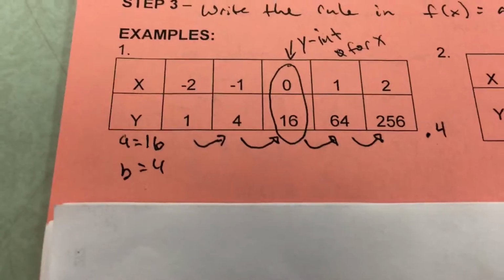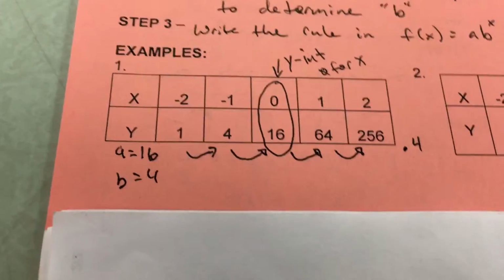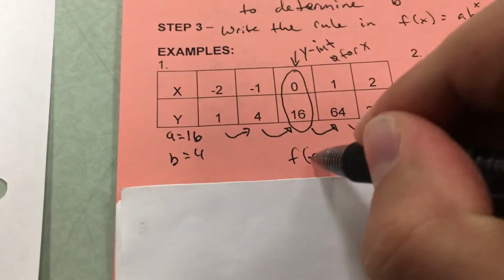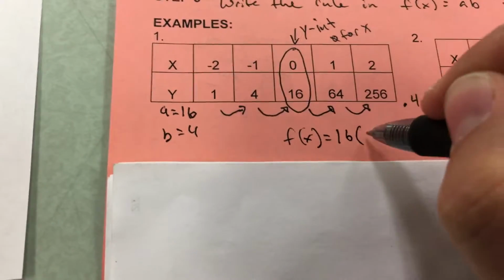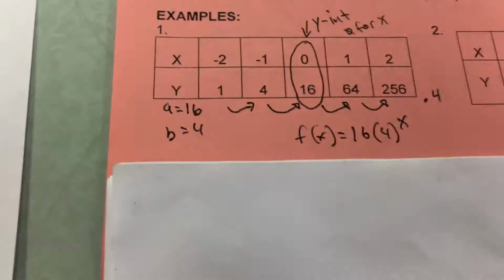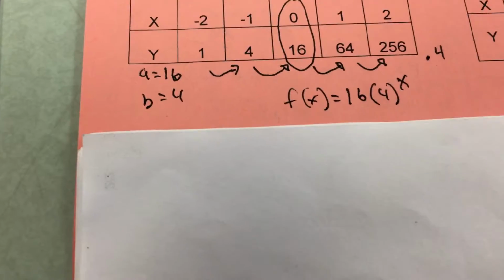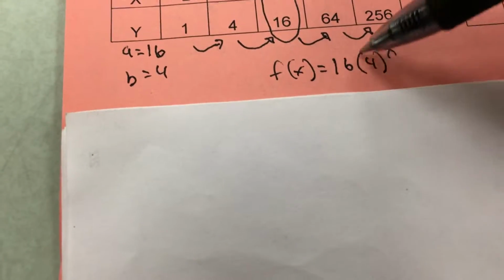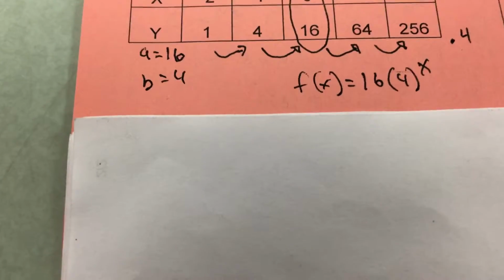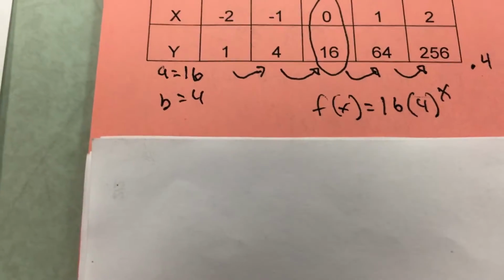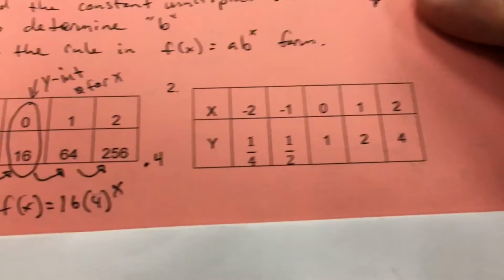Okay? So then we now write our rule. We're going to go f of x equals ab to the x. So I have f of x equals, well, a is 16, b is 4, and I'm going to the x power. Because these are regular numbers here, I put the second one in parentheses. That's just so we can tell the difference between 16 and 4. Okay? Hopefully this isn't too difficult. Let's go on to the next one.